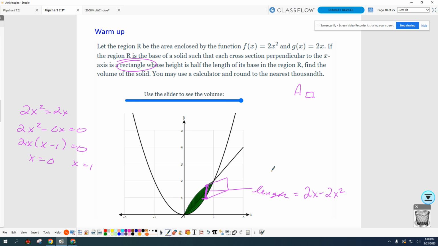And what does it tell me the height is, Safal? Half of the base. So half of this. Natalie, what is the area formula for my rectangle? Okay, so half of this squared. Ananya, what do I set up for an integral to calculate the volume of the food? The integral goes from 0 to 1, and then the area formula, and I could put the half inside or outside.